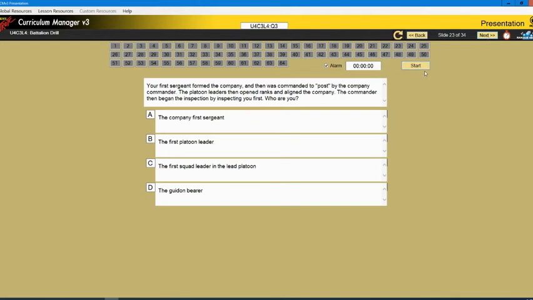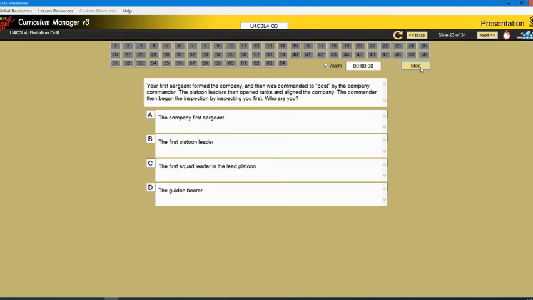Company commander, let me start that one all over again. Your first sergeant formed the company and then was commanded to post by the company commander. The platoon leaders then opened ranks and aligned the company. The commander then began the inspection by inspecting you first.